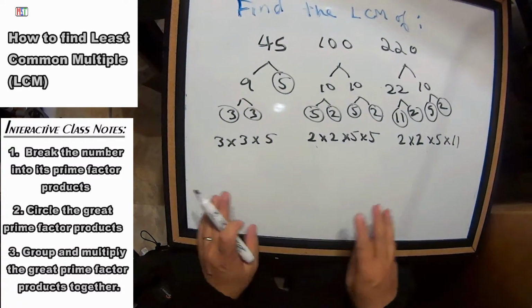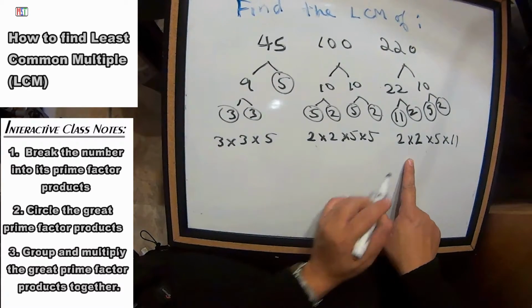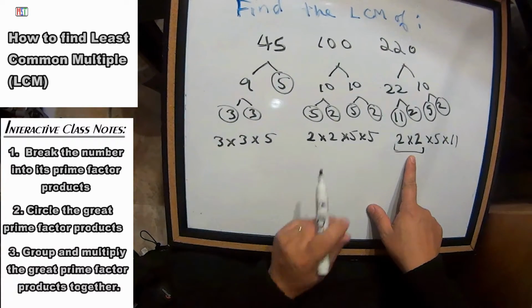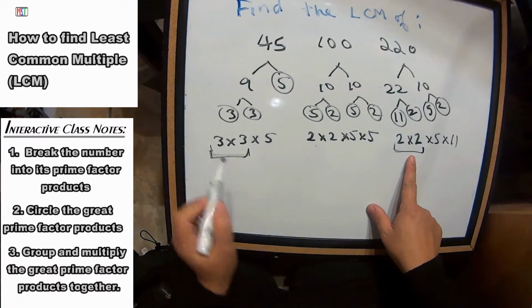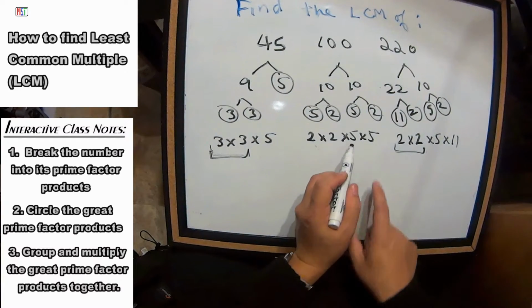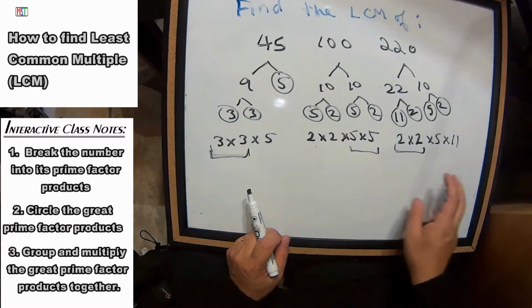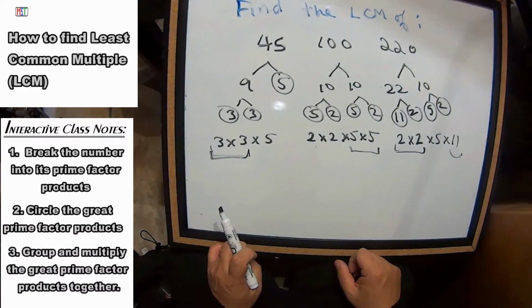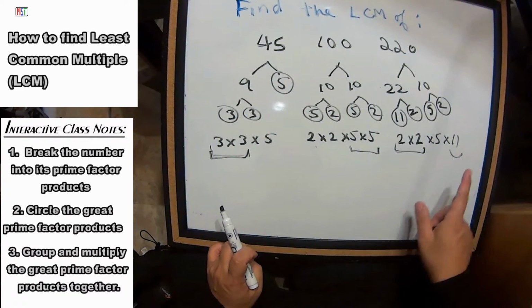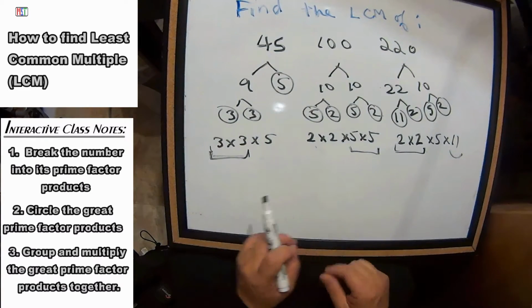Okay, so you see here that we have the prime factors. We want to find the greatest prime factor product. Starting with 2s, it seems like 2 times 2 is the greatest prime factor product. And then we have 3 times 3, and 5 times 5. So that's the greatest prime factor product. And then we have a unique 11. So that's considered the greatest prime factor, although it's not really a product unless you multiply by 1. But anyway, that's 11. So we'll consider that. And then we're going to multiply all these numbers together.